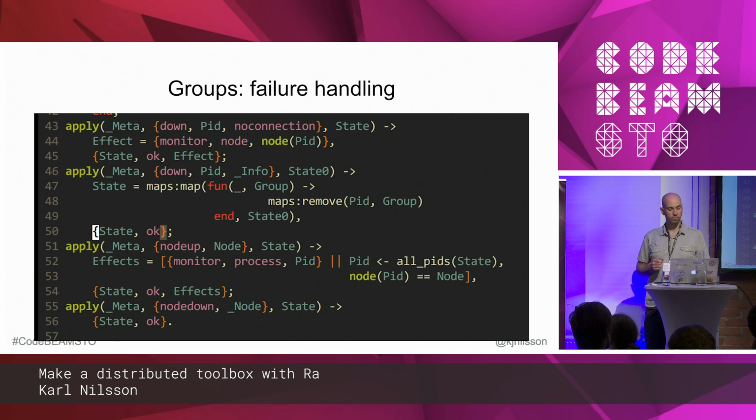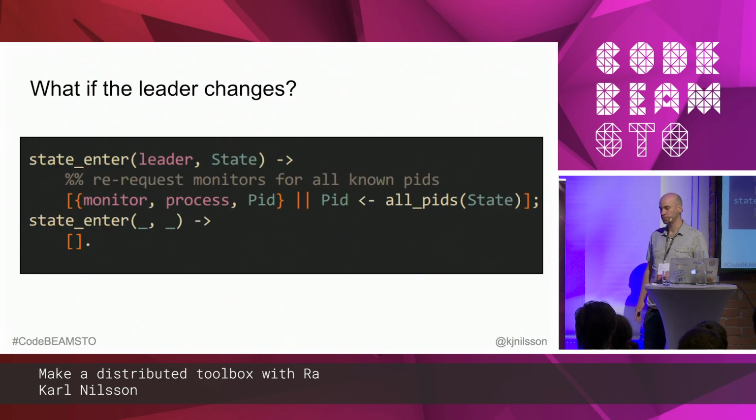If that process went down, we will now find out whether it went down. And if we don't get it down, then it's still there and should still be in the group. And then we handle node down as well, but we don't need to do anything for node downs because we already got monitors to handle the logic for that. There is one more case that we need to handle.